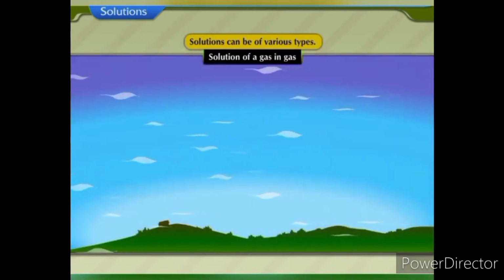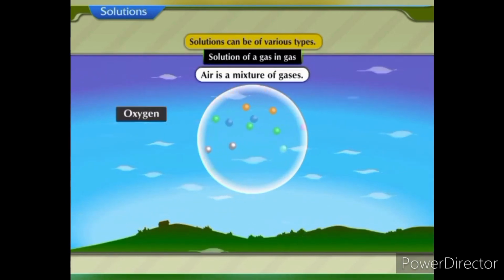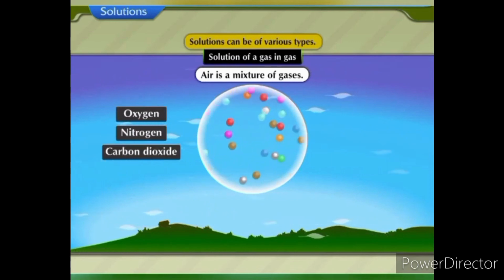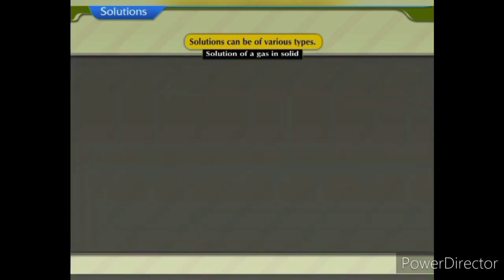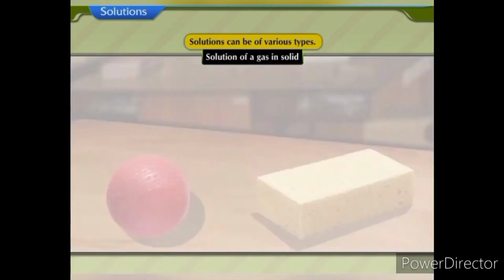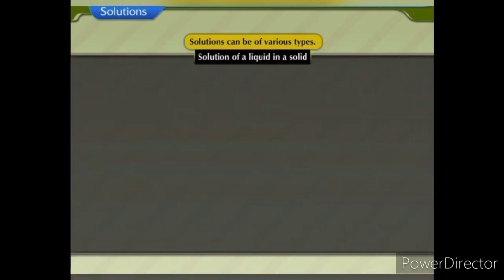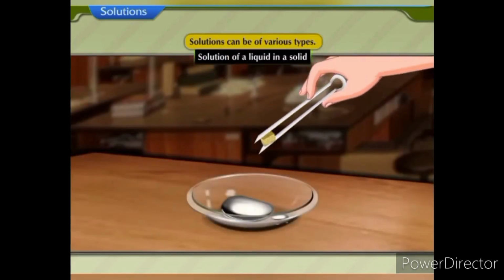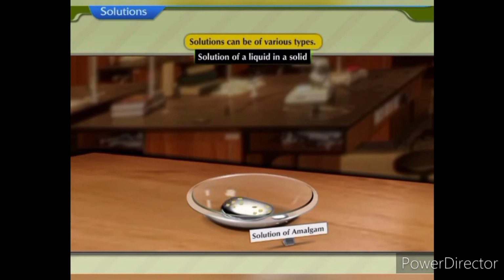Solution of gas in gas. Air is a mixture of gases like oxygen, nitrogen, carbon dioxide, water vapor, etc. Solution of gas in solid. Rubber and sponge are examples of a gas in solid type of solution. Solution of a liquid in a solid. Amalgam is a solution of mercury with any metal, for example, gold.